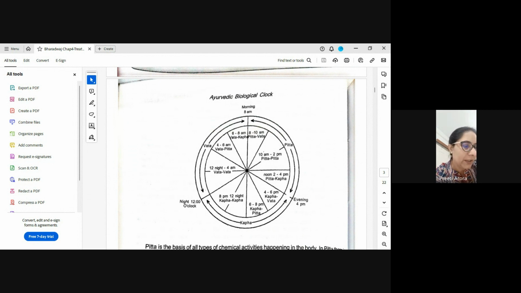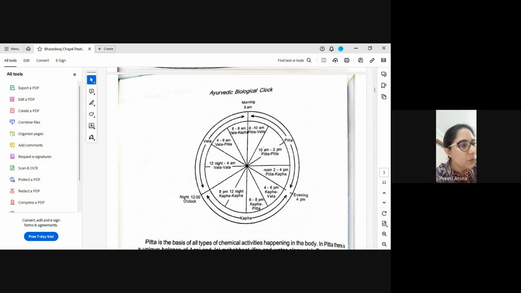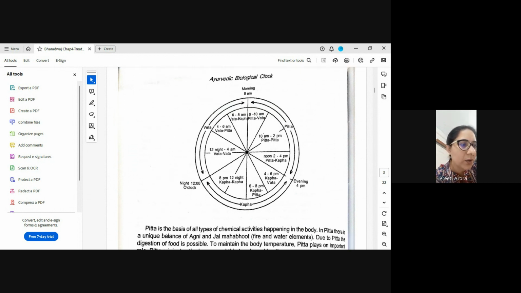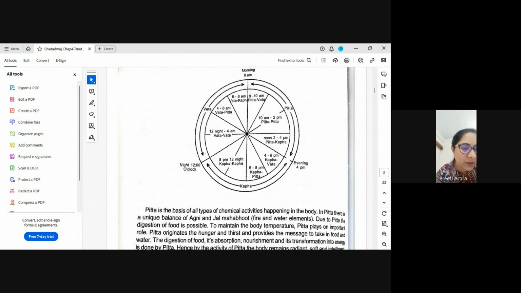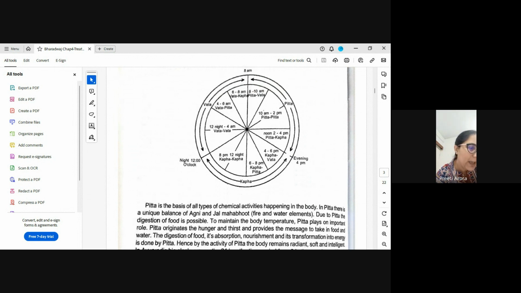If you turn the page, on the next page you will see this circle in which you see the morning, the evening, and also the afternoon times. This is basically about your regulated routine in the Ayurvedic connotation. This is known as the Ayurvedic biological clock, and in this Vat gets 8 hours because we divided the 24 hours into three. So we got 8 hours for Vat, 8 hours for Pitta, and 8 hours for Kapha.